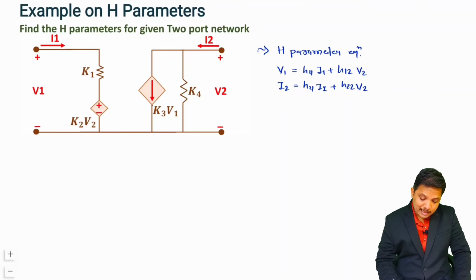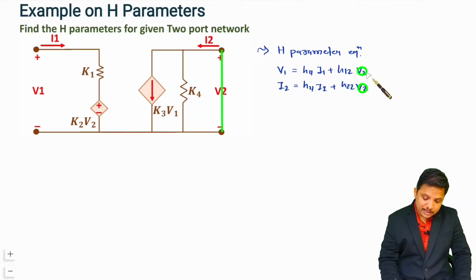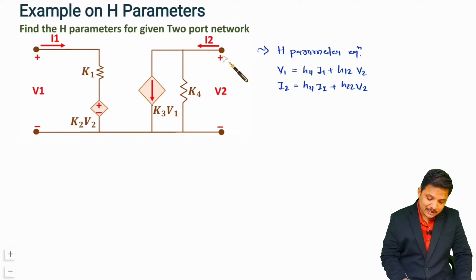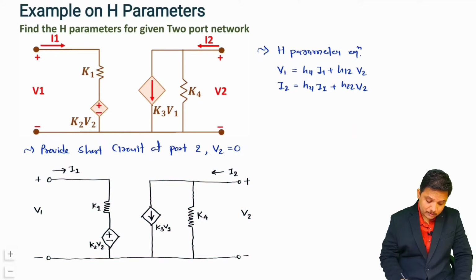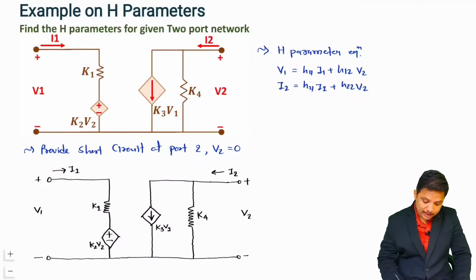Now, if you want to find the values of H11 and H21, then in these equations V2 should be 0. Now how to make V2 equal to 0? To make V2 equal to 0, you will have to provide a short circuit at port 2, and then you can have H11 and H21. So we will provide a short circuit at port 2. This is the same circuit which I am drawing over here, right?